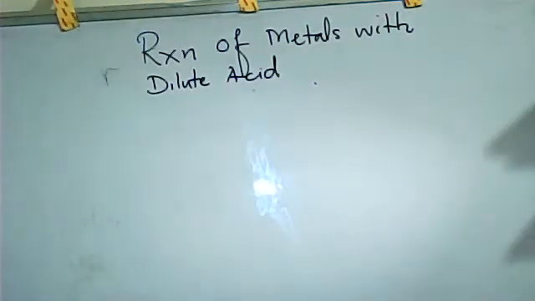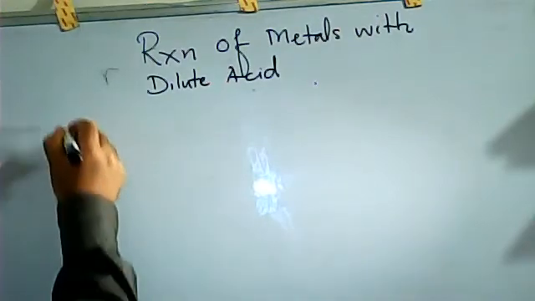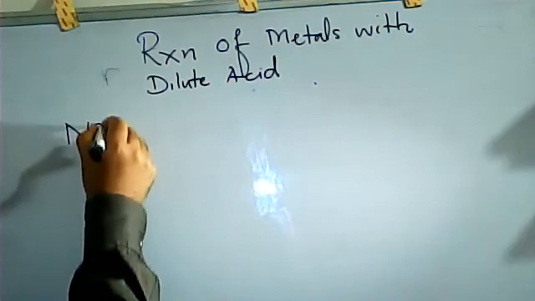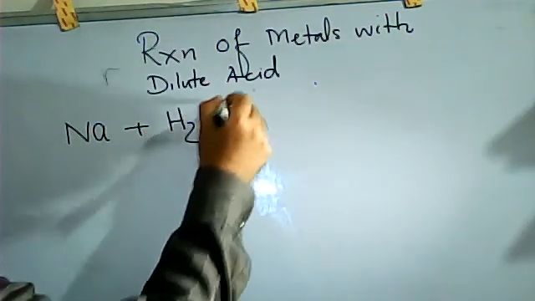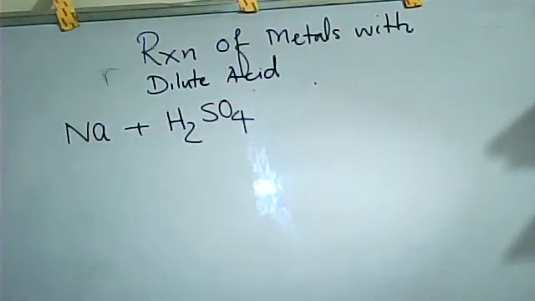Now see, we'll take the sulfuric acid and make it react with sodium again. So sodium will react with sulfuric acid, H2SO4. This sulfuric acid is also known as king of chemicals.